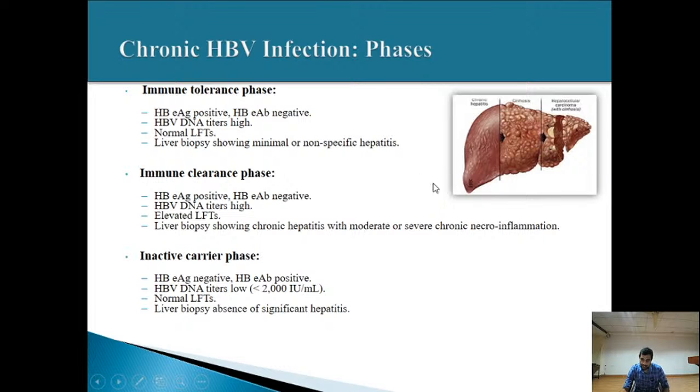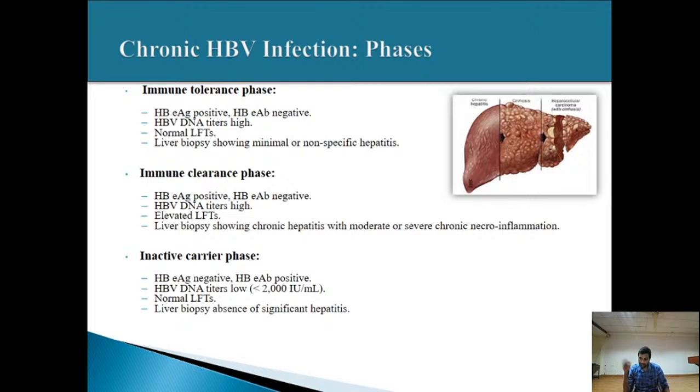Hepatitis B e antigen, which tells you that the virus is actively replicating, is also positive. Because the body is not recognizing the virus at this point and is not fighting it, your antibody will not be positive. So what is positive? Surface antigen is positive, core antigen and pre-core antigen, HBeAg, is positive, and there will be high HBV DNA levels because the virus is actively replicating.